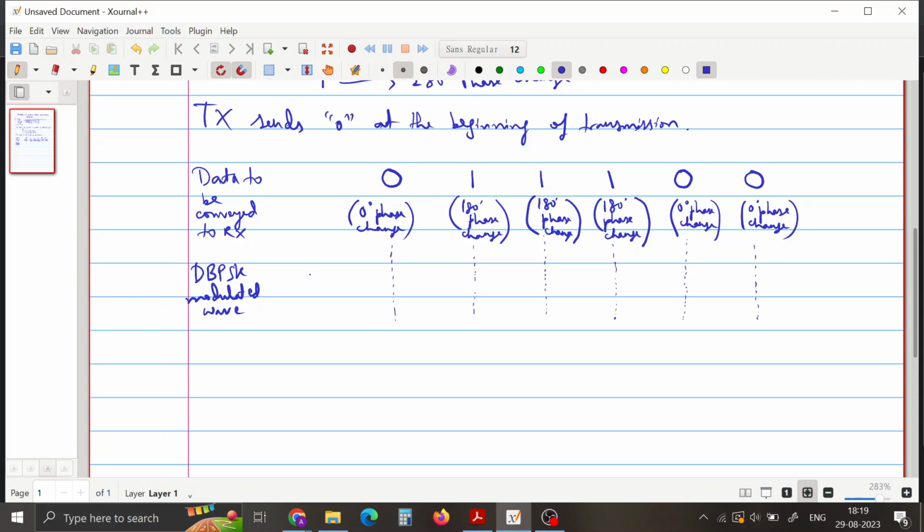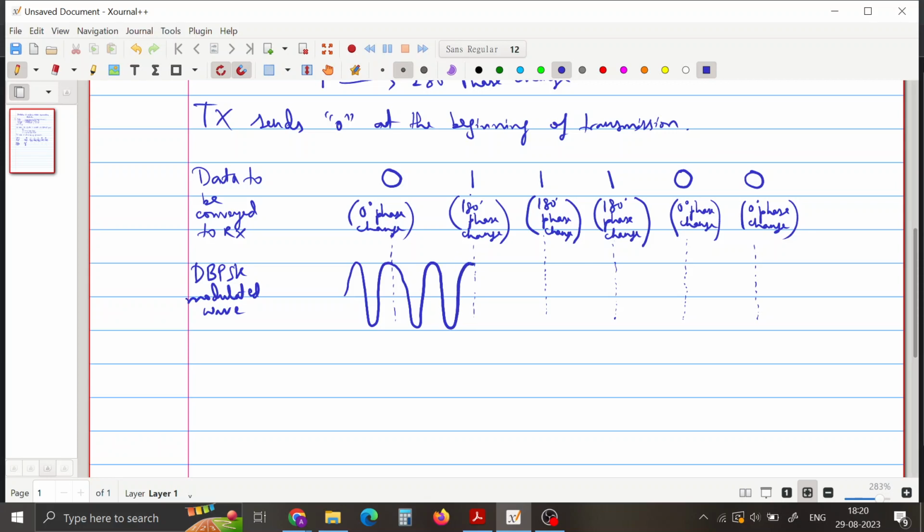So in the DBPSK modulated wave, basically I'll start with a wave. Let's say we have this wave, and I encounter a zero. So the rule is 0 degree phase change. My phase won't change, it will remain the same, and so on.